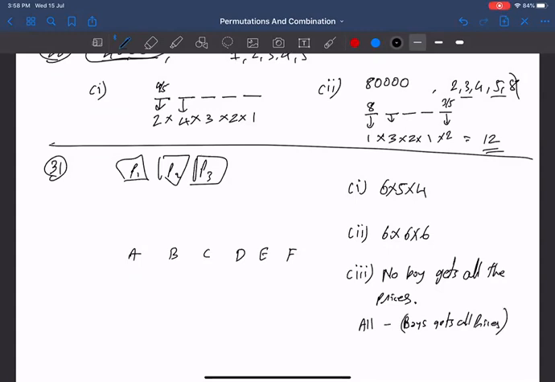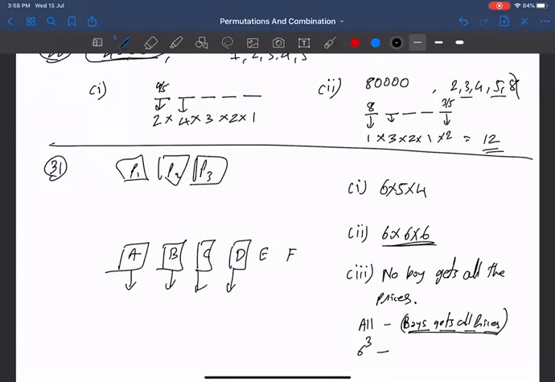Which will be 6 cube, which is all possibilities, minus the ways a boy gets all prizes. How many ways does a boy get all the prizes? Suppose A ko 3 prize dene ka hai, that's only one tarika. B ko 3 prize, isko 3 prize, isko 3 prize. So that can happen in 1 plus 1 plus 1 plus 1 plus 1 plus 1, 6 tarike. So answer is 6 cube minus 6. 6 cube is what? 216, minus 6, 210.